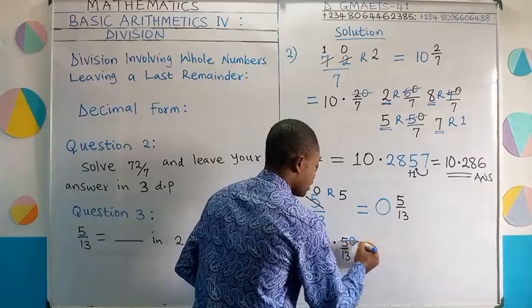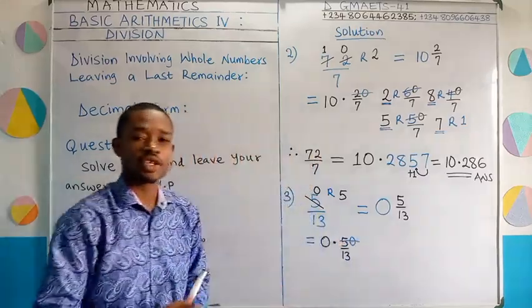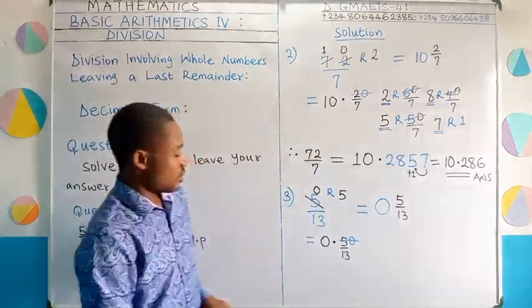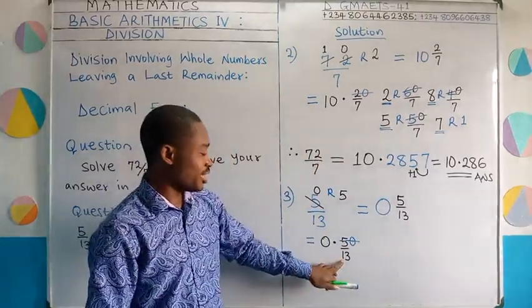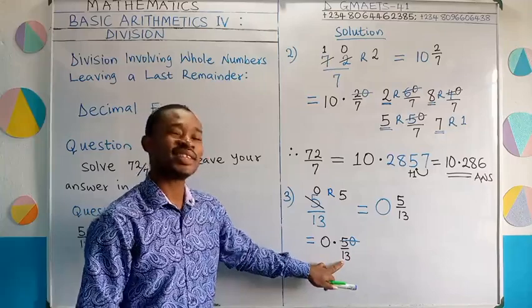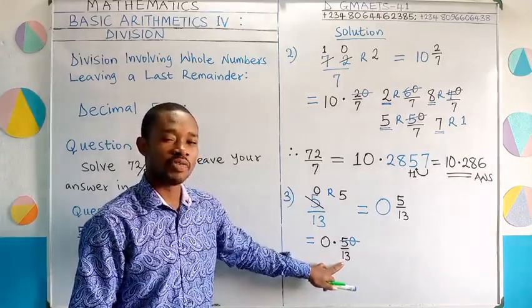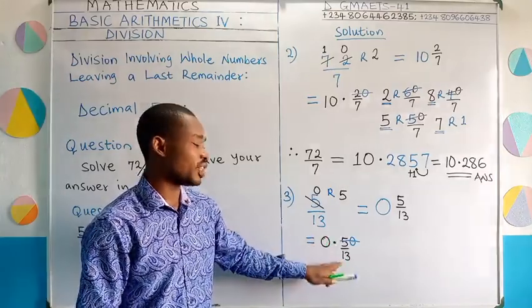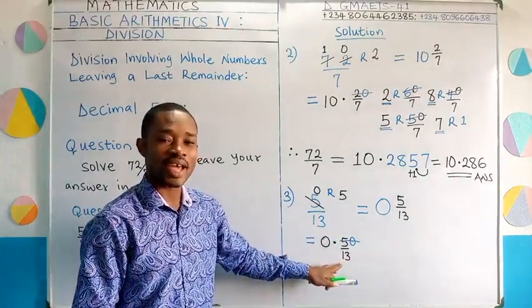50 divided by 13. How many times can 13 go into 50? Being guided by this first digit 1, if I multiply 13 by 4, that will give me 52. It's already greater than the 50 I'm dividing, so I'll bring my hand down.